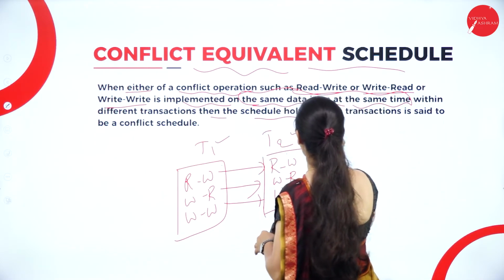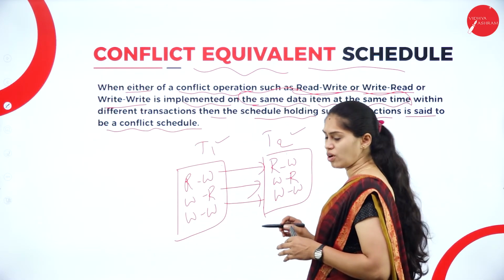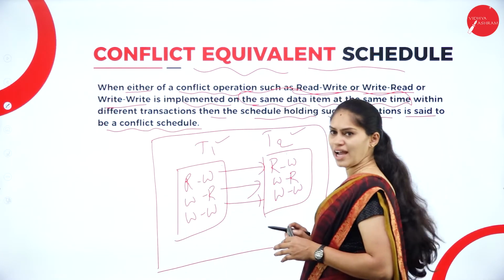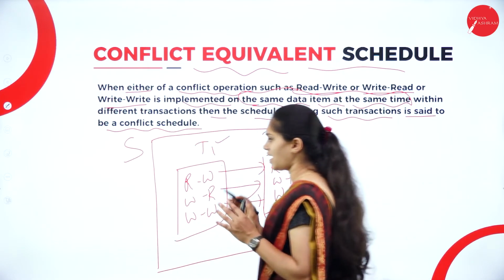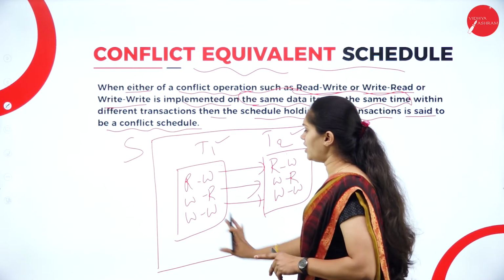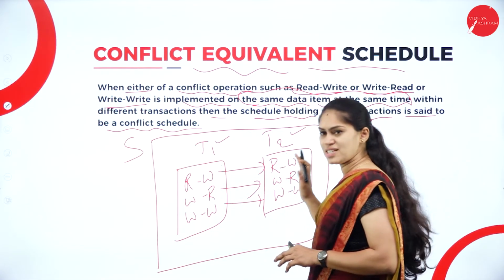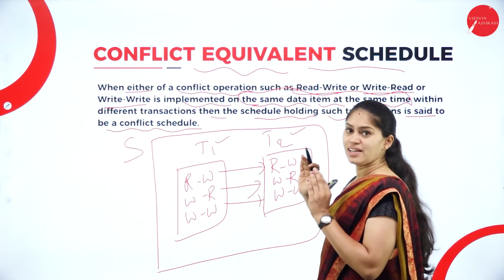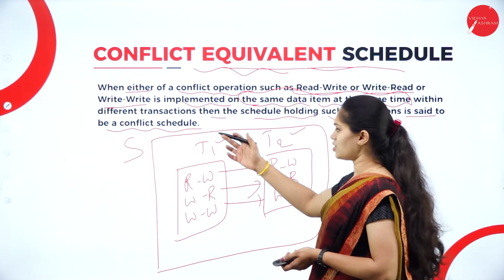Then the schedule holding such transactions is called a conflict schedule. So both the transactions are different, T1 and T2, but I am performing the same set of operations, which come under a single schedule. If all these operations are performed at the same time on the same set of data by different transactions, then we can say it is conflict equivalent scheduling. This is the second type.